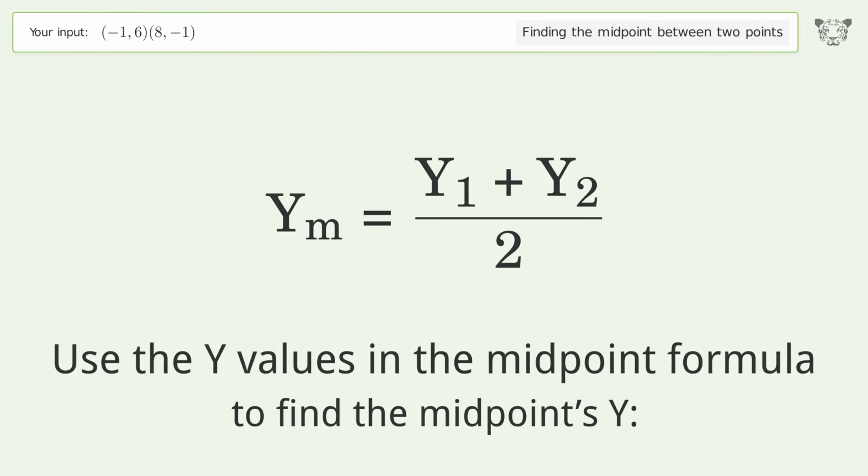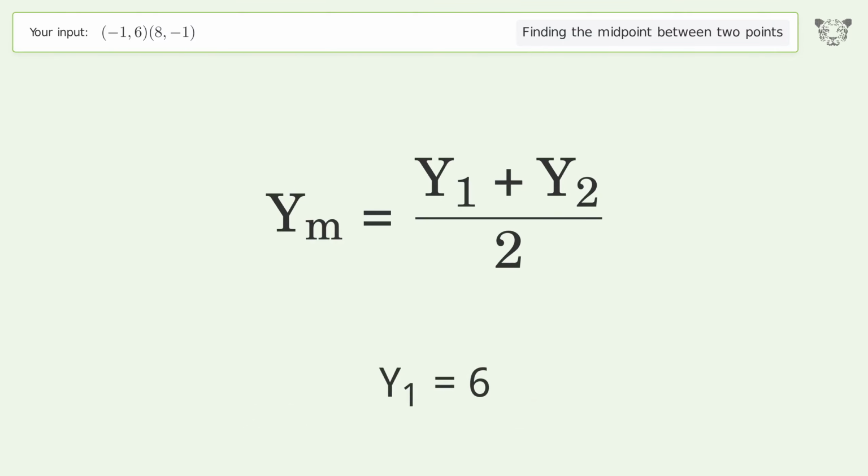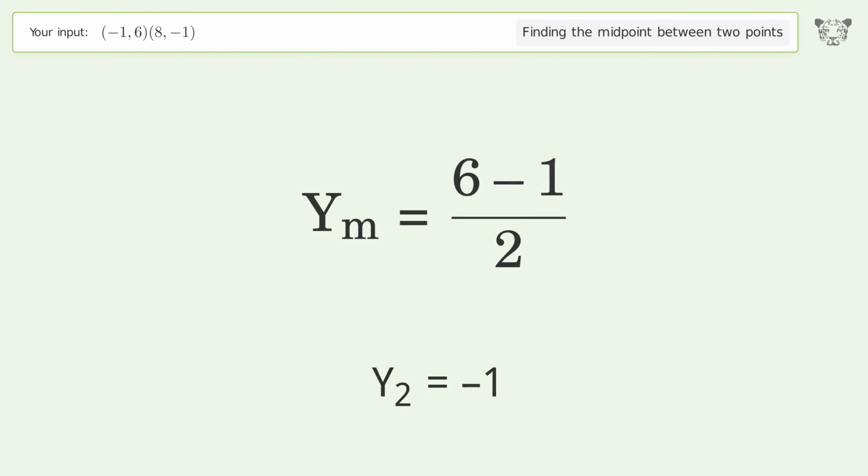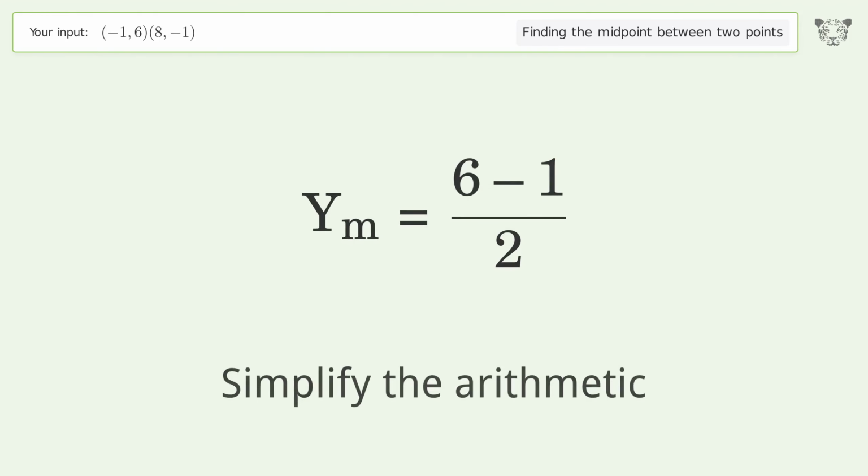Use the y values in the midpoint formula to find the midpoint's y. y1 equals 6. y2 equals -1. Simplify the arithmetic.